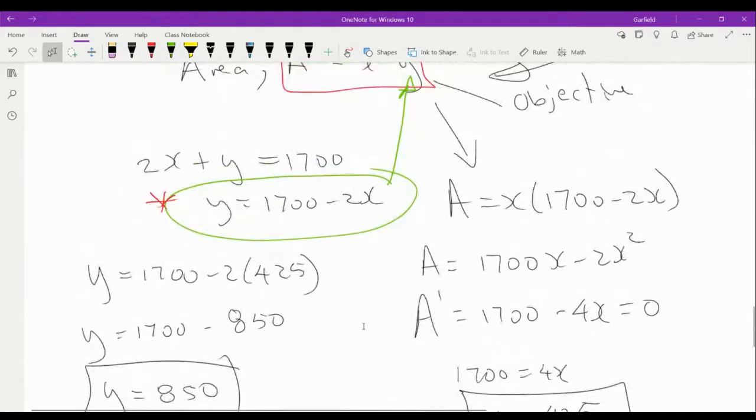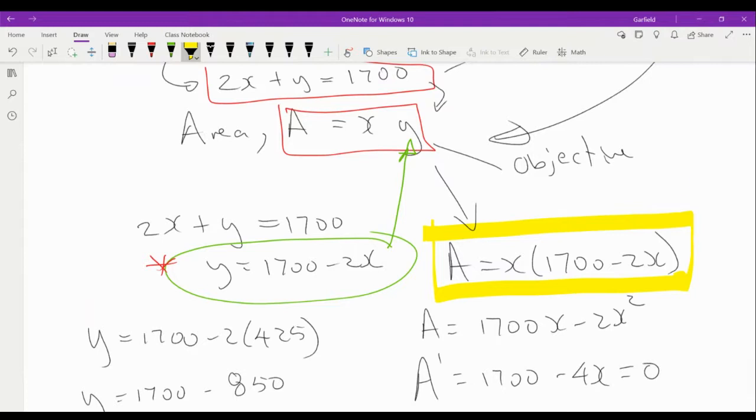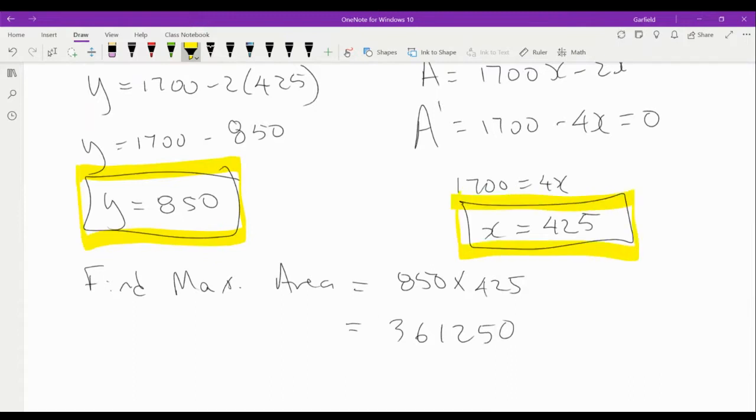All right, so let's go back. This is a multiple part question. The first part was to get the objective function, which is here. This would be like part A. The second part was to find the dimensions. This is the dimension, the length and the width. This is part B. And the third part is to find the maximum area, which is part C.